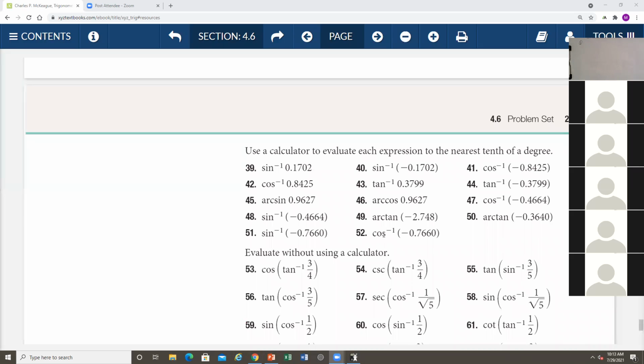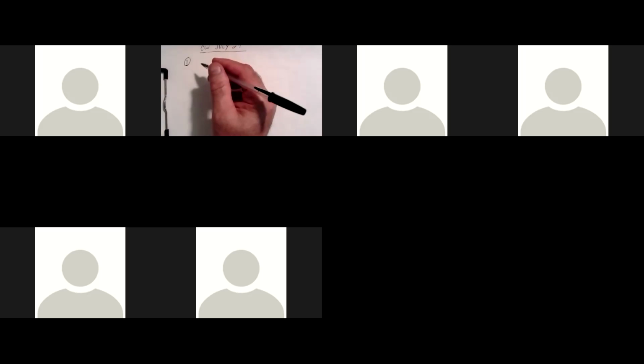Oops, hold on a second. Let me switch the view. So problem number 1 for our classwork today. Ladies and gentlemen, I would like you to try to evaluate a problem or two if possible. Problem number 1: I want you to try to evaluate what the arc sine of negative square root of 2 over 2 is going to be.